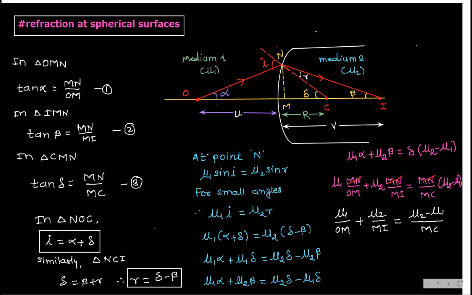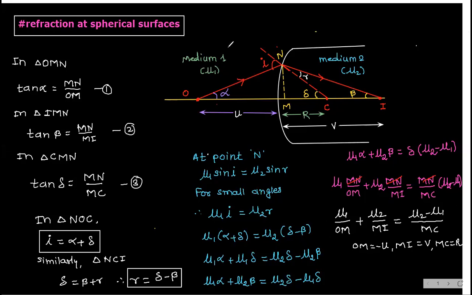Now here what is OM? OM is equal to minus u, right? OM means object distance. Yes, OM is object distance, so it is negative, that's why minus u. MI is image distance, it is plus because it is on this side, so plus v, and MC is equal to R, that is the radius of curvature.